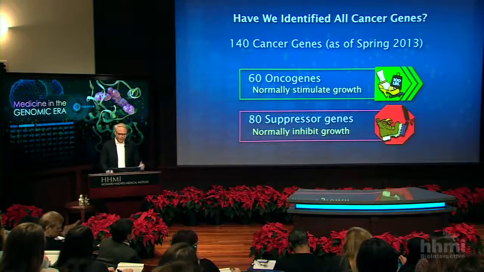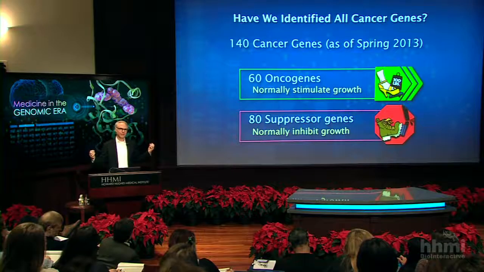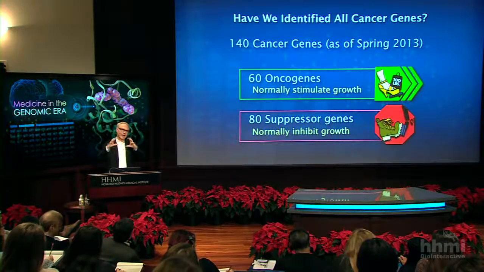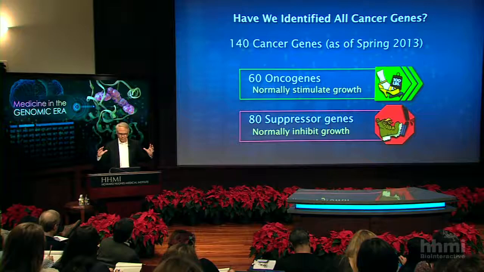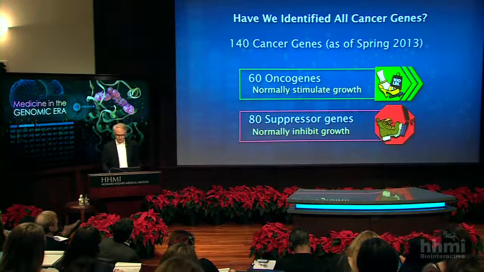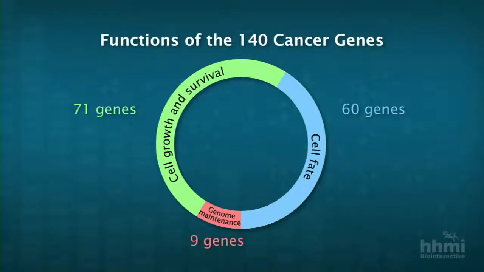So we know the size of the problem now. We know it's not exponential. We can really start to envision complete understanding of all the genetic causes of cancer. So with 140 cancer genes, can we now categorize them into different buckets and see some patterns that are emerging? And the answer is yes.